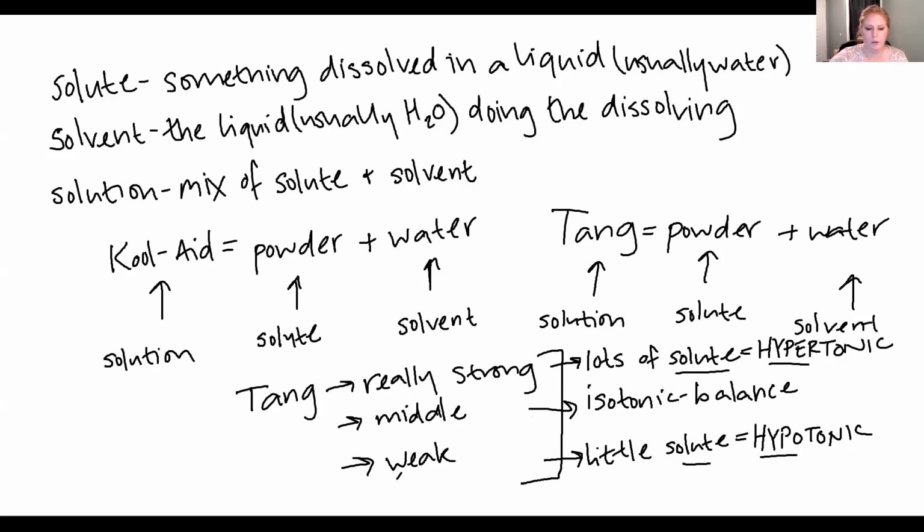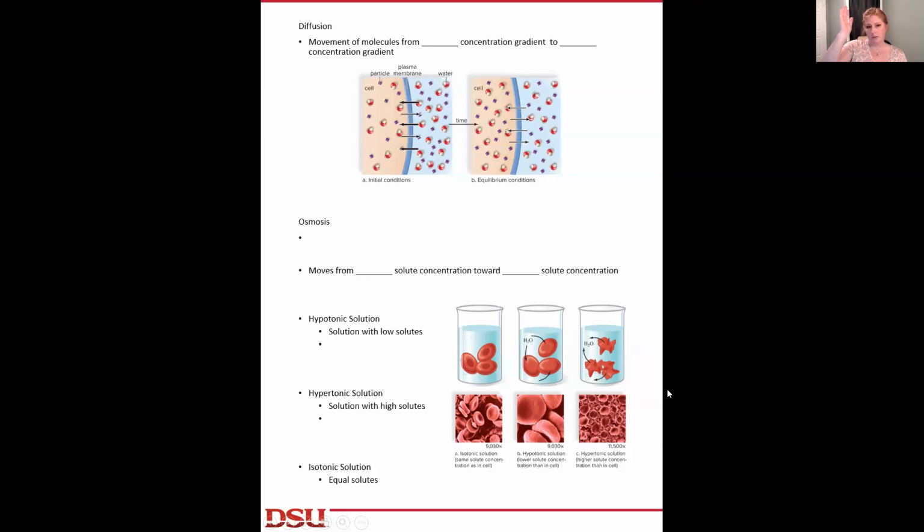Okay, having said that, let me go back over here to my PowerPoint. We used Tang. The PowerPoint is going to talk about red blood cells. Okay, I've already given you diffusion and osmosis, so I'm not going to fill those out again, but we'll come down here to our part on tonicity. Sorry, give me always one second when I have to switch between screens. Okay.